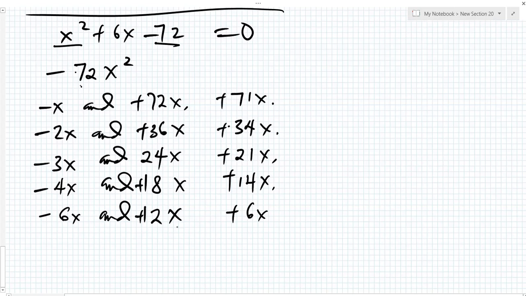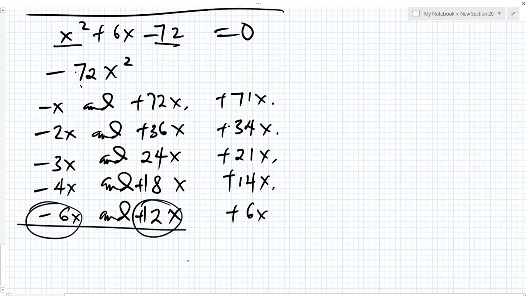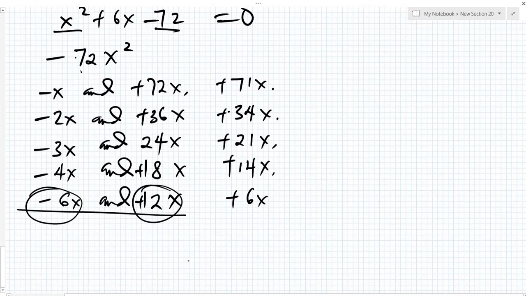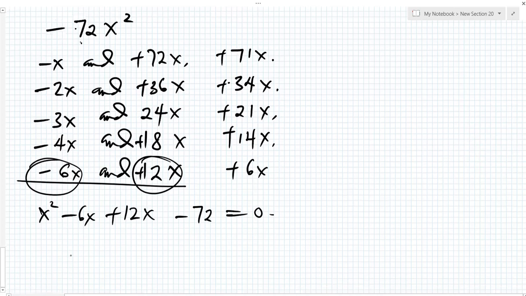So this is what we're looking at. These are the two factors of minus 72x squared that, when you sum them up, will give you plus 6x. So let's use them to replace plus 6x. So we have x squared minus 6x plus 12x minus 72 equal to 0.